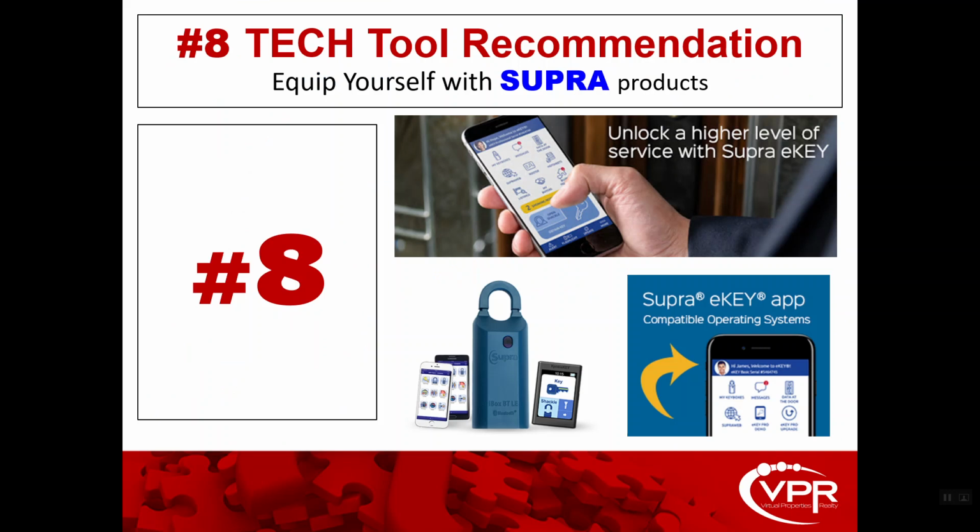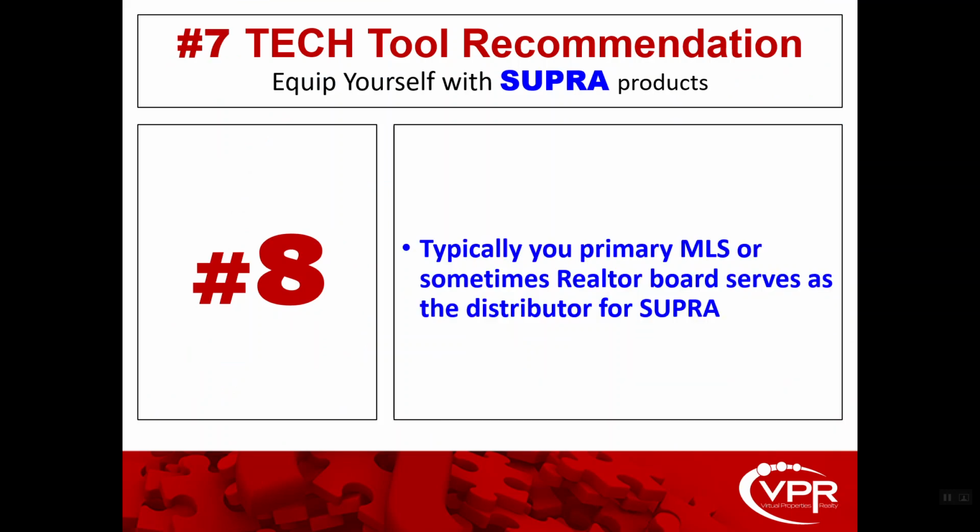Lockbox is about $100 each. I did not check the most recent pricing on the e-key. It's a monthly thing. They no longer give you a piece of hardware. You download an app on your smartphone, and typically it's distributed from your MLS, your primary MLS. Sometimes it could be a board, but that's who distributes it.